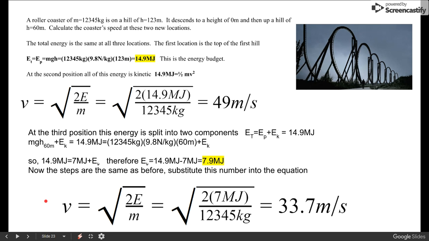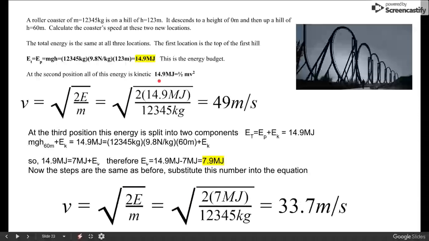Assuming 100% efficiency. A roller coaster of mass 12,345 kilograms is on a hill of 123 meters. It descends to a height of 0, then up a hill of 60 meters. What is the coaster speed at these two new locations? Well, the total energy is the same at all three locations. It doesn't matter whether it's here, here, here. It has no energy input. So the total energy at the start, where it's just sitting there at high altitude, would be this. That's our energy budget anywhere along its path.